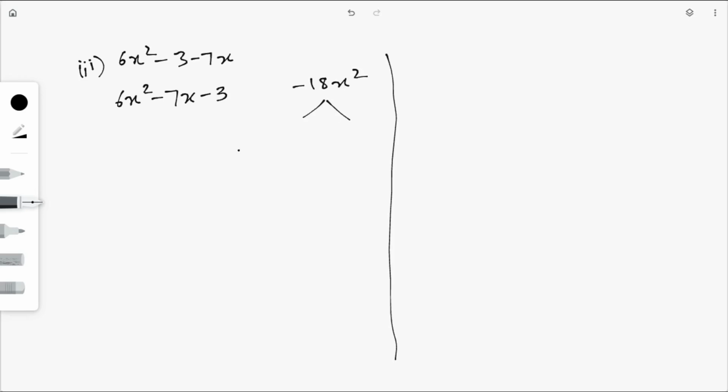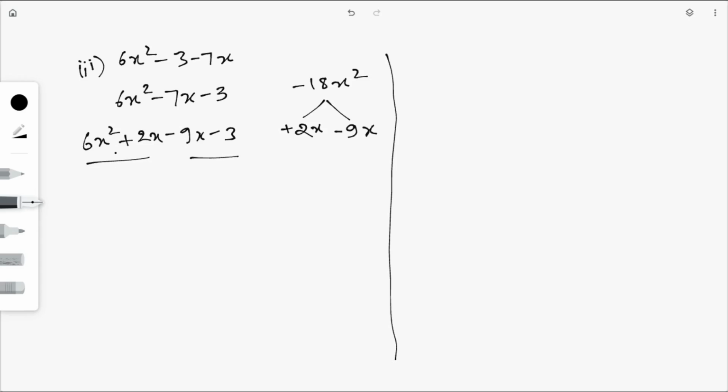Okay, now you need to split these two. Again find the factors of 18. So which factor will suit the given condition? That is by multiplying those two, we should get 18 and then adding 7. So 2 into 9. Okay, and I need minus 7 here, so I will take minus sign here. Fine. So 2x and then minus 9x. 6x square plus 2x minus 9x minus 3.